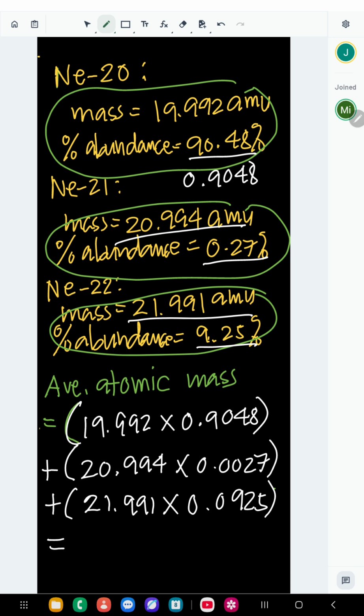What did you get? You do it one by one, but don't round it off yet. You only round off the final answer. We got the same answers. So that is 20.1796. That's what I got too. So that is the average atomic mass of the three isotopes of neon.